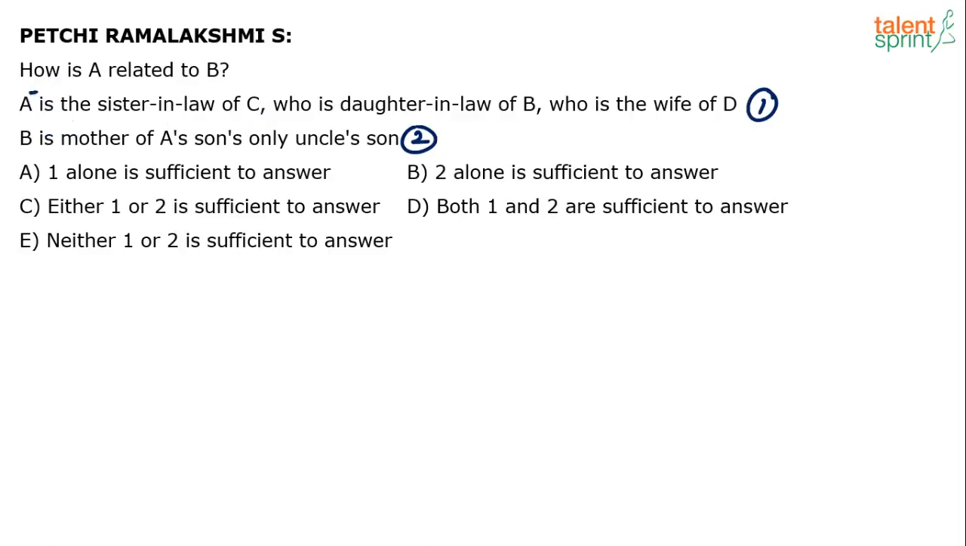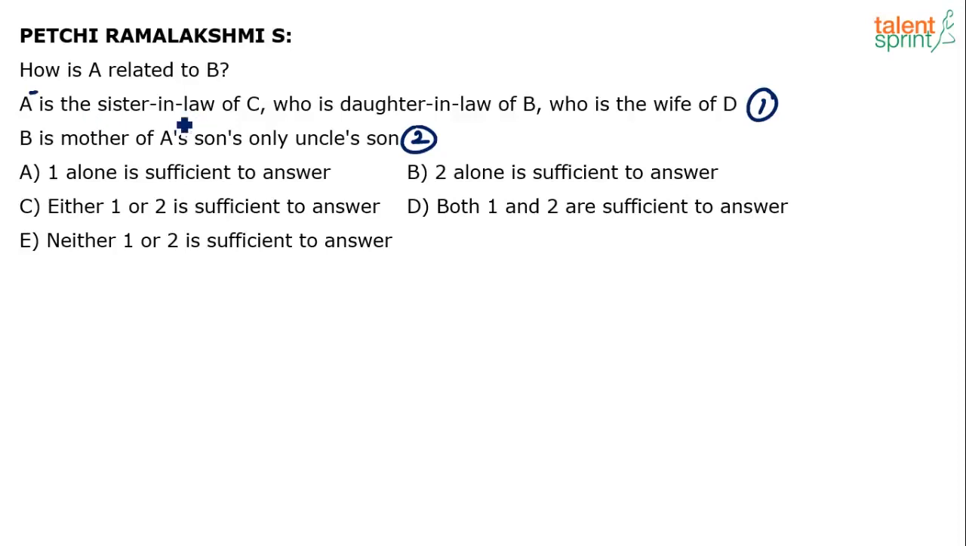But there are two types of sister-in-law, right? A could be C's brother's wife. Your brother's wife is your sister-in-law. Or A could be C's spouse's sister. Let's assume C is a male: C's wife's sister is a sister-in-law. Or C is female: C's husband's sister is also a sister-in-law. So there are two types basically. A sister-in-law could be your brother's wife or your spouse's sister. So what we take is the biggest question that we have here.